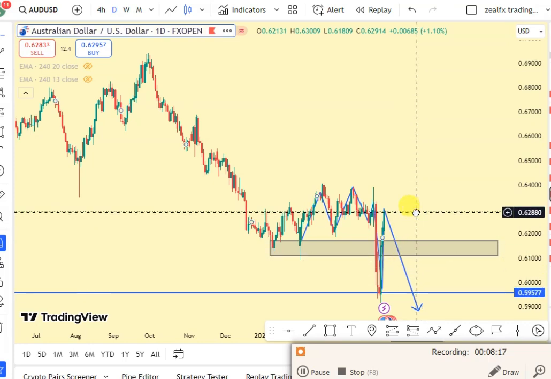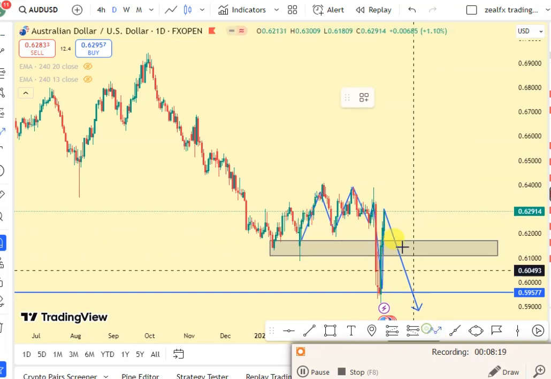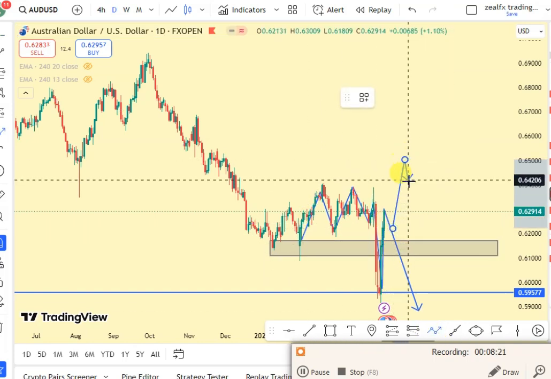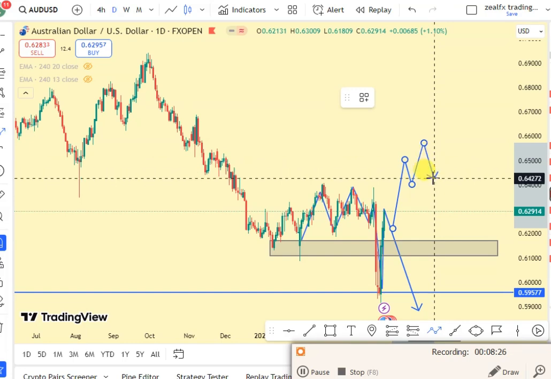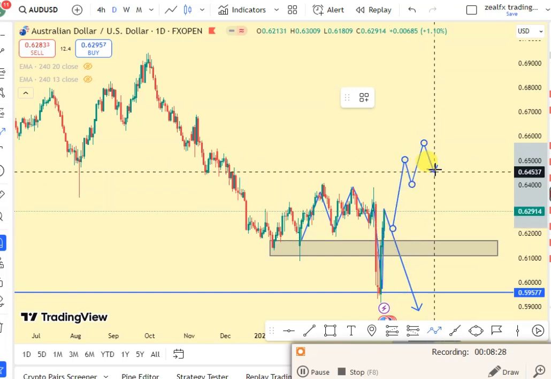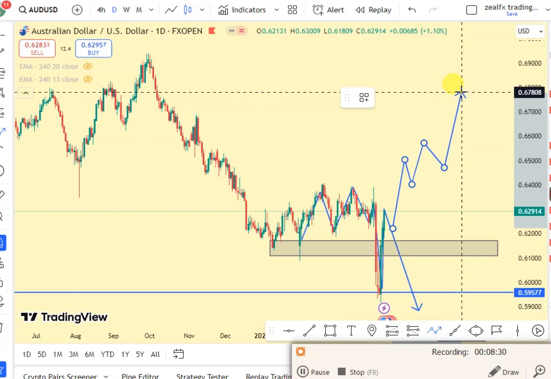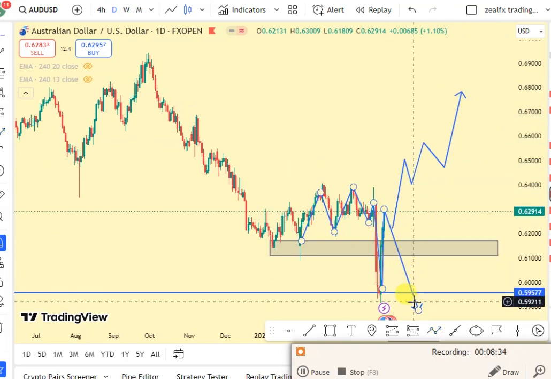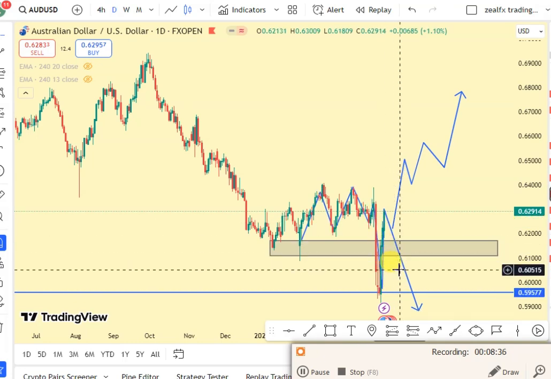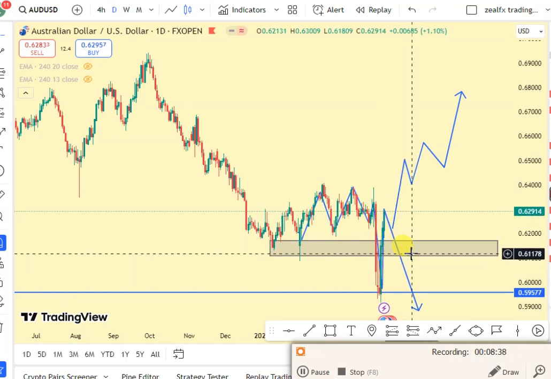So for our selling scenario on the Australia USD, we'll be looking for price to break above this high before we look at possible buys. Our buying scenario will be looking for price to break out of this high before we look at a possible buying scenario for the Australia USD. So Australia USD on our daily chart still remains in a downtrend. So look for a selling opportunity on Australia USD with your 4-hour chart.